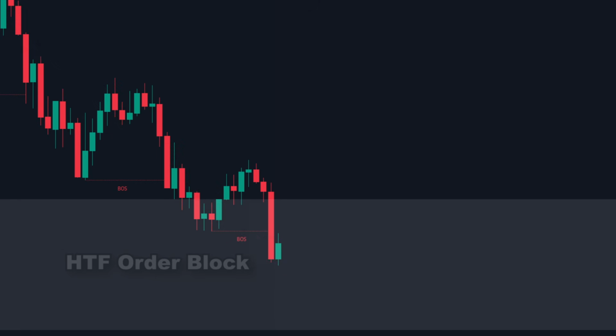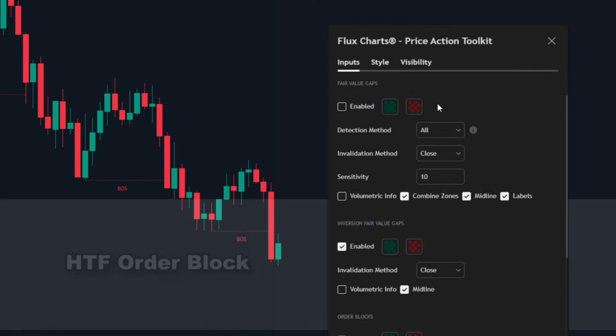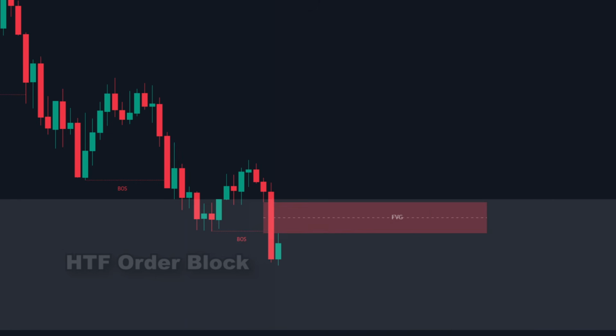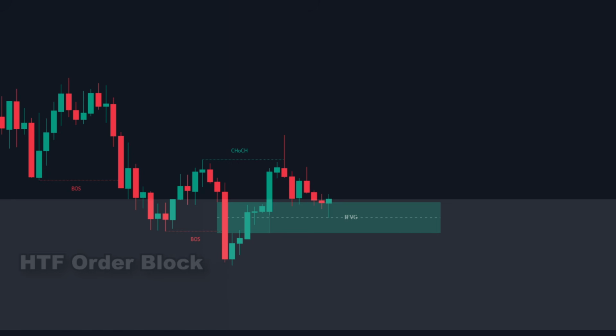We are looking now for a violated fair value gap that flips into an inverse fair value gap, an IFVG. Enable the fair value gap option in Flux Charts to track them in real time. When a bullish FVG gets violated and price closes back above it, the gap flips polarity. It now acts as support instead of resistance. The IFVG is your entry trigger.